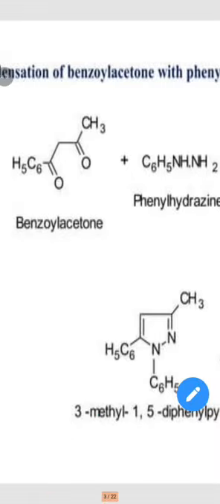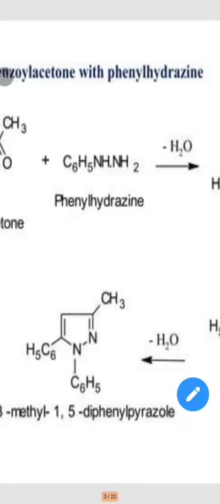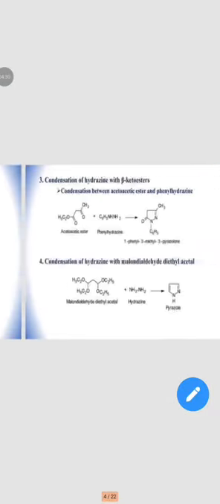So the third preparation is condensation of benzoyl acetone with phenylhydrazine to form a derivative of pyrazole, that is 3-methyl 1,5-diphenyl pyrazole.